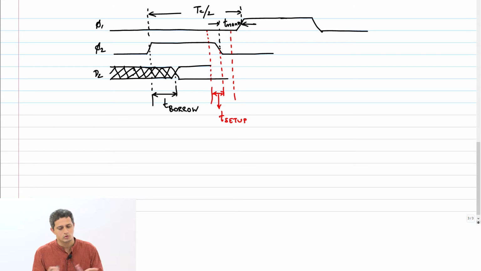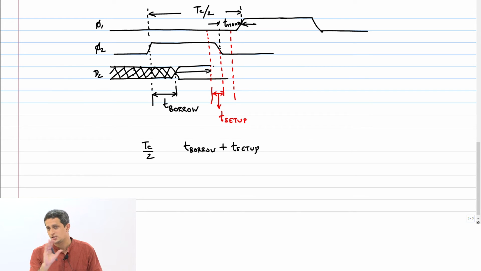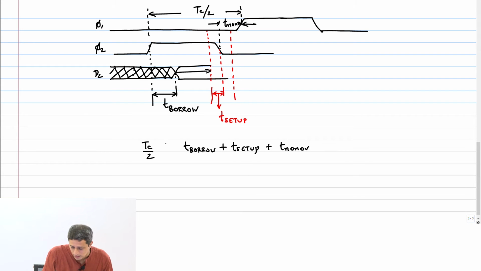So now you simply add all these components. I have Tc by 2 on one side. I have T borrow plus T setup, because this edge can move all the way till here. There will be no violation even then, right? So in the limit, it is T borrow plus T setup plus T non-overlap. What's the inequality? Greater than or equal to, which implies, right?